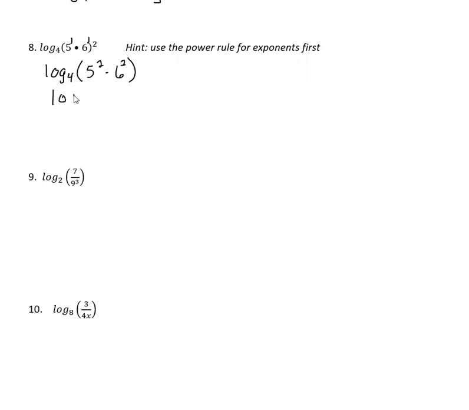Then I'm going to write this as the sum of 2 logs of log base 4 of 5 squared plus log base 4 of 6 squared. Then I can use my power rule and put the exponents up in front of the logs. So I have 2 log base 4 of 5 plus 2 log base 4 of 6.